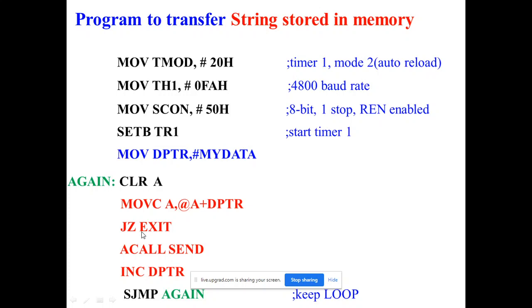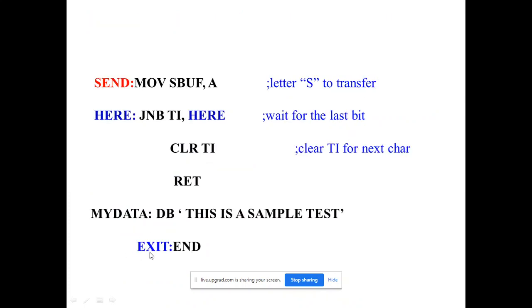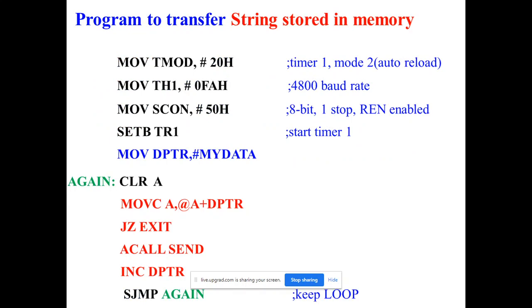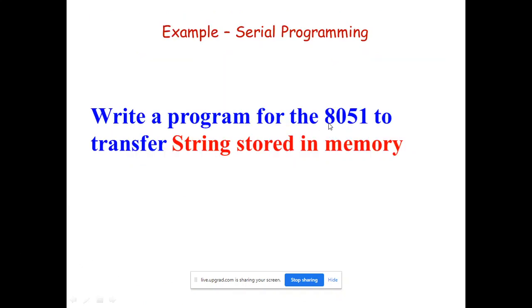Suppose this full string is out, the full statement is out, then the check is 0, it is fully transmitted, then jump to exit, and at exit we are just writing end the program. Means my full string which is stored in memory, whose label is my data, which is pointed by DPTR, is fully outputted. Now end the program. In this fashion I am writing code to achieve this task, that is, write a program for 8051 to transfer a string stored inside the memory.